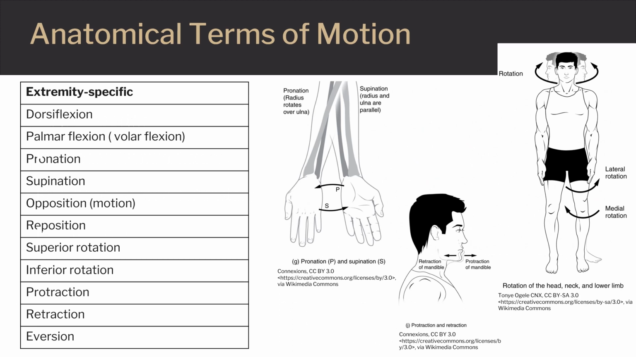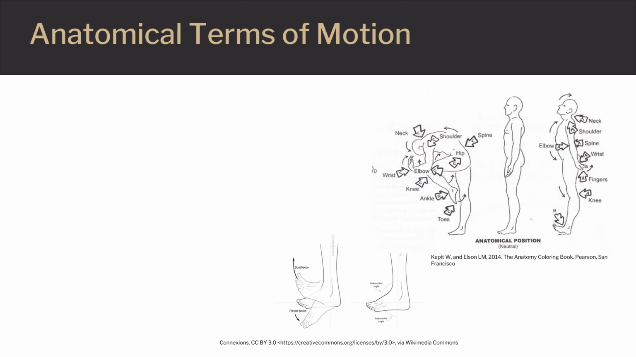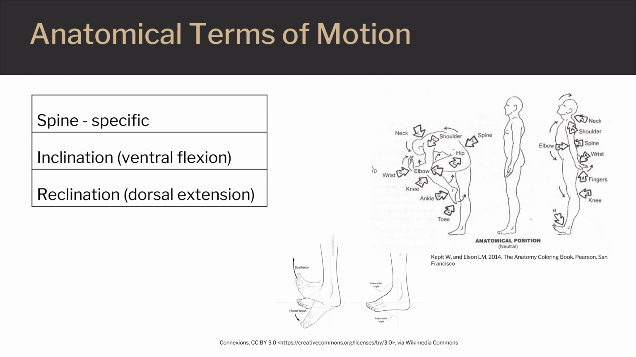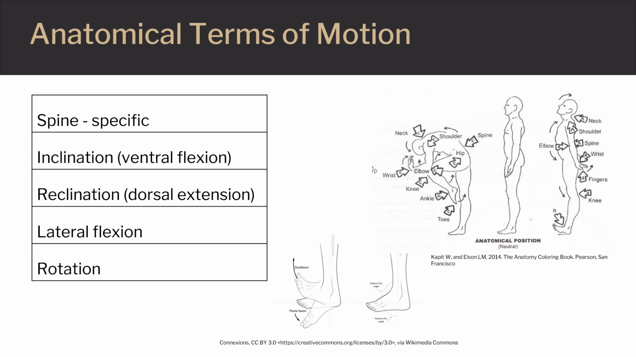Eversion is the movement of the sole of the foot in an outward way, away from the midline. In addition to the terms already discussed, there are some anatomical terms of motion related to the spine. For example, inclination is the bending of the head or torso forward. Reclination is the opposite, bending the head or torso backward. Lateral flexion is the bending of the head or torso sideward, and rotation means to rotate the head or torso on the longitudinal axis of the spine.